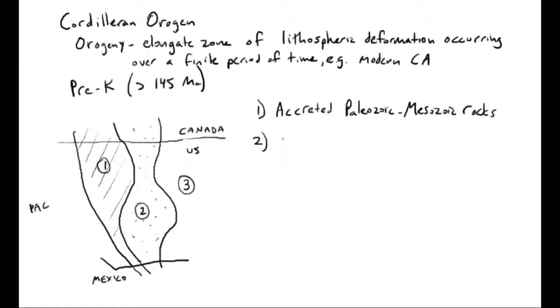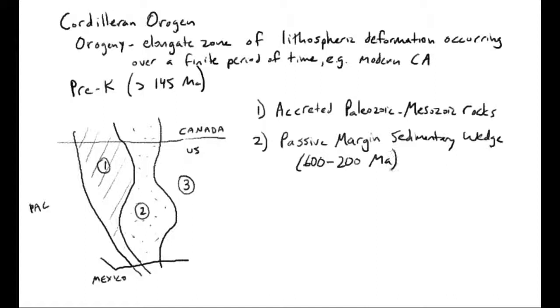Next to that, in area 2, is passive margin sedimentary wedge. Okay, so this is a wedge of sedimentary rocks, just like the one that we described a bit earlier. So the western U.S. at some point, 600 to 200 million years ago, looked pretty much like the mirror image of what we see now on the East Coast. Thick, sort of 10-kilometer thickness pile of sedimentary rocks. And then area 3 is stable continental interior.